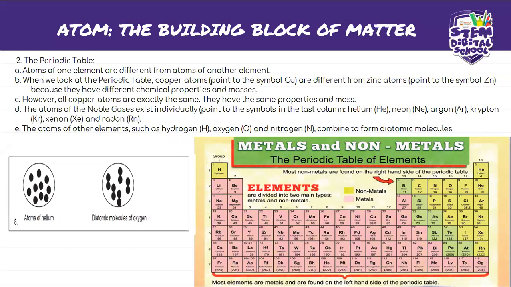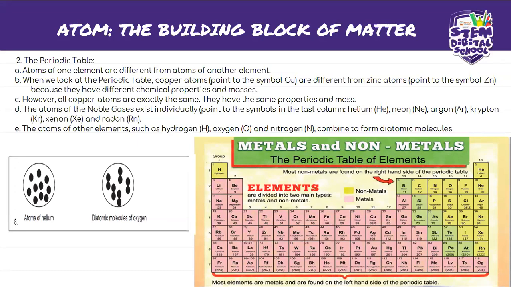They exist alone. But atoms of other elements such as hydrogen, oxygen, and nitrogen combine to form diatomic molecules. That's why we see H2, O2, N2. When you see H2, it means hydrogen gas or hydrogen molecule. It's diatomic: di means two, so two atoms of hydrogen. I hope you get that.